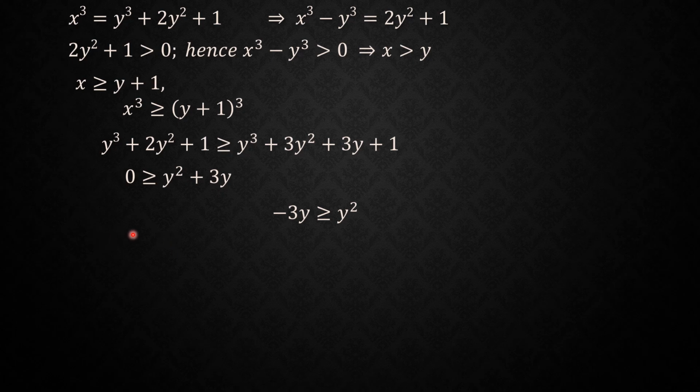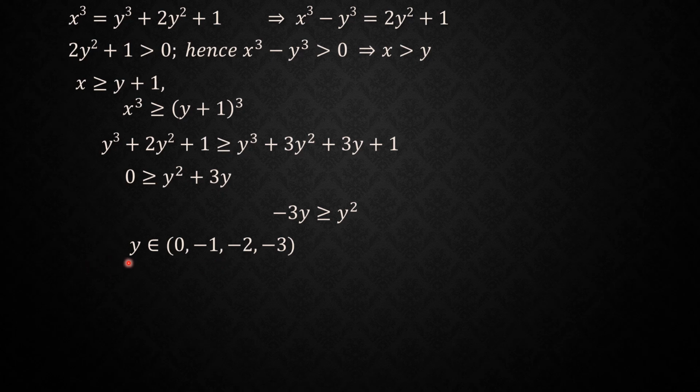Now if you try to find all the values of y for which the inequality is true, we get y as 0, minus 1, minus 2 and minus 3. If you put anything positive, the left hand side will be negative and the right hand side will be positive, and negative cannot be greater than or equal to positive. So y will be less than or equal to 0. But if you put anything less than minus 3, say minus 4, we get 12 on the left hand side and 16 on the right hand side, which is also not true. The values of y are 0, minus 1, minus 2 and minus 3.